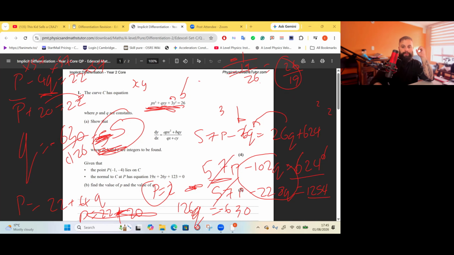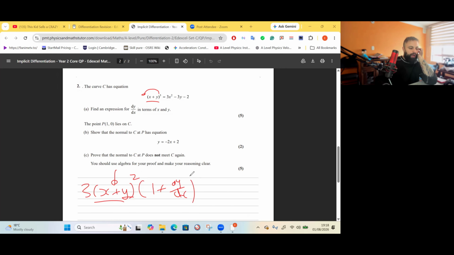So for question number 2, what we're going to do is the chain rule. So we times it by 3 at the front, x plus y squared. And then we have to times it by the derivative of this, which is 1 plus the derivative of that, which is just 1 dy by dx. And don't forget, this turns it into a squared, okay? Like so. All of this, and you get this.